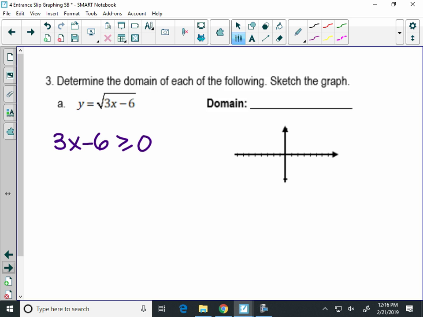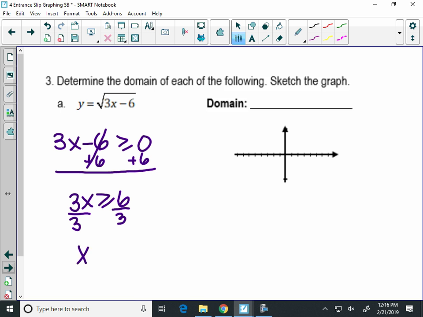Now what I'm going to do is solve for x. So I start by adding 6, which is 3x is greater than or equal to 6, and divide by 3. If I were to divide by a negative, what would I have to do to the sign? Flip it. But here I don't have to flip it because I divided by a positive. So that's the inequality I got. x is greater than or equal to 2.